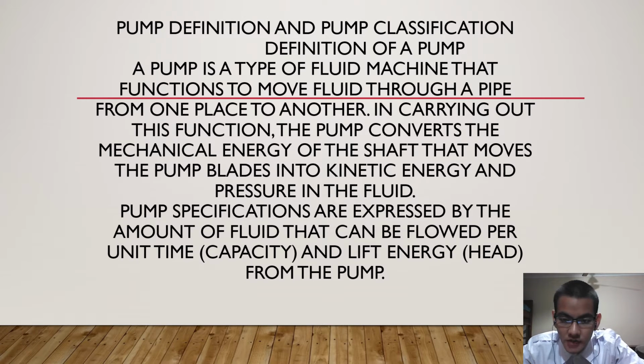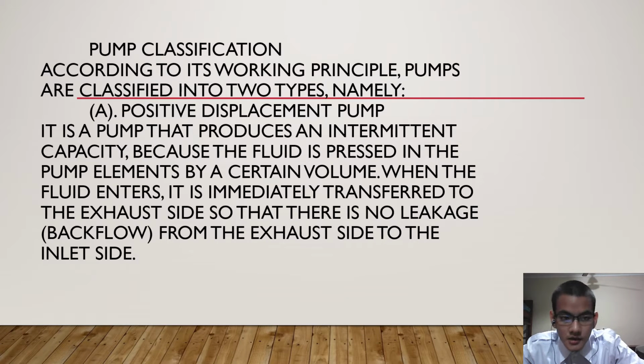Pump specifications are expressed by the amount of fluid that can be flowed per unit time, or capacity, and lift energy, or head, from the pump. Okay, next, pump classification. According to its working principle, pumps are classified into two types, namely A. Positive displacement pump. It is a pump that produces an intermittent capacity because the fluid is pressed in the pump elements by a certain volume. When the fluid enters, it is immediately transferred to the exhaust side so that there is no backflow from the exhaust side to the inlet side.